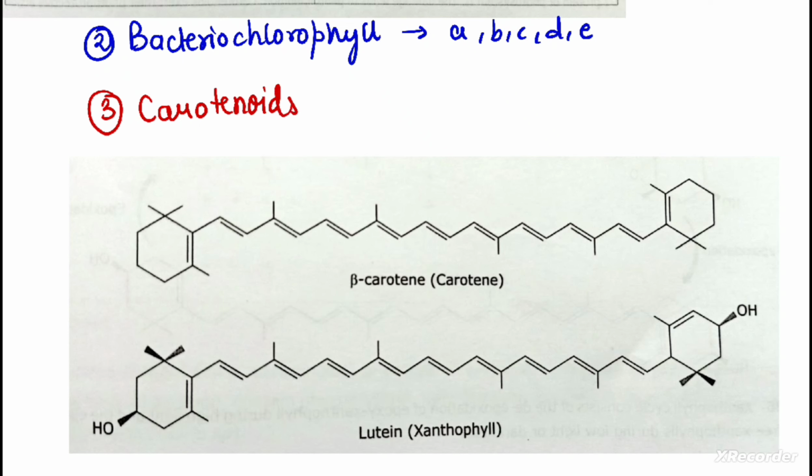Talking about now the third type here, that is carotenoids. Now, carotenoids are said to be the scavengers. They act as scavengers, or they basically protect the plants from harmful radiations. I'll talk more about this later, but let's first talk about the structure in general.